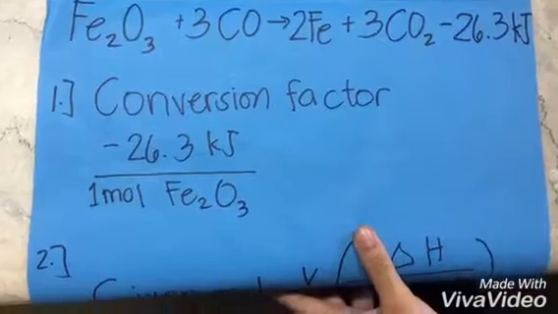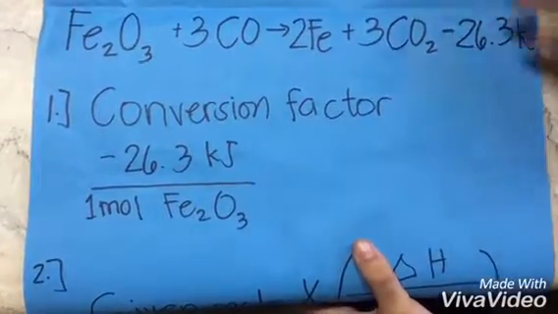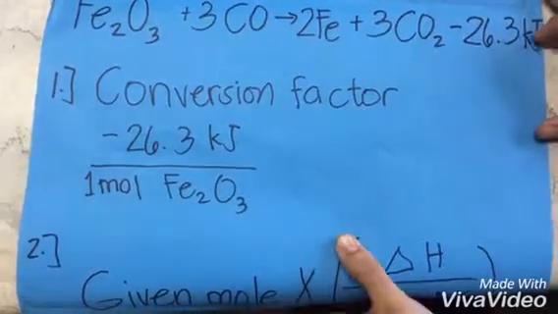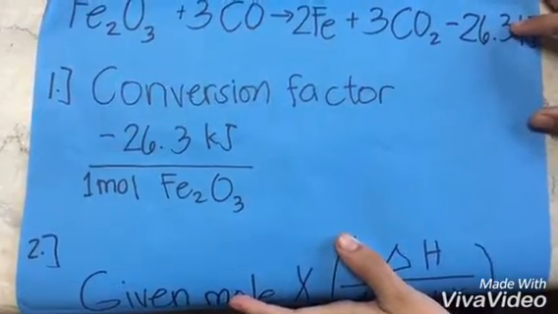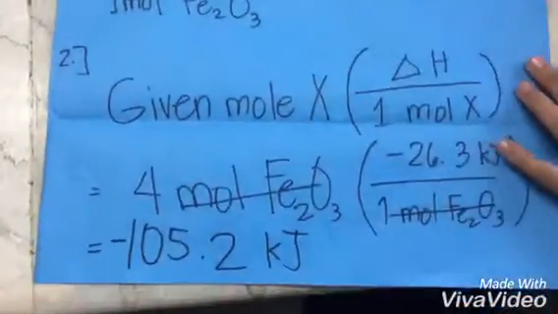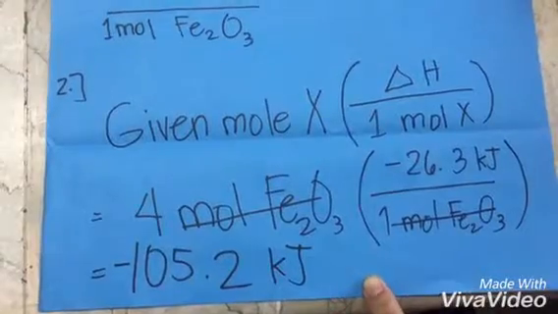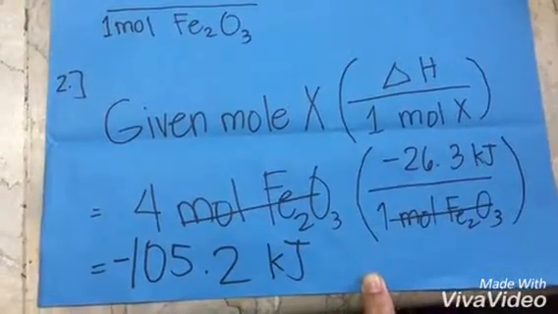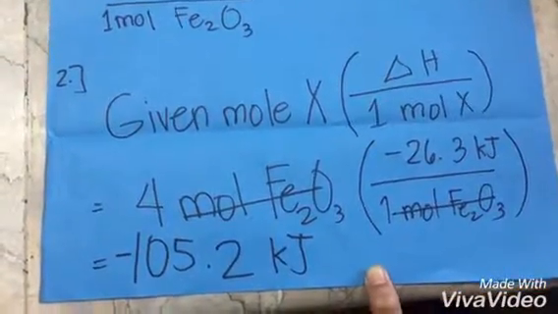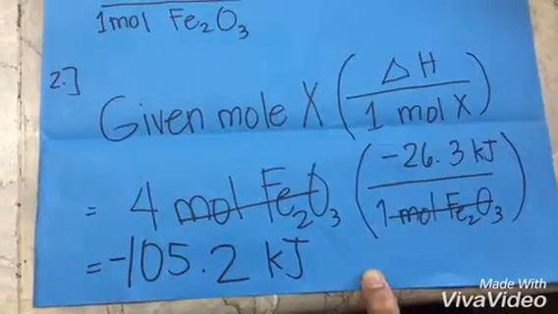Thus, 1 mole of iron oxide released 26.3 kilojoules. Next, we are going to substitute what is needed in our formula, which is given mole times our ratio, the conversion factor. Just reciprocate it.